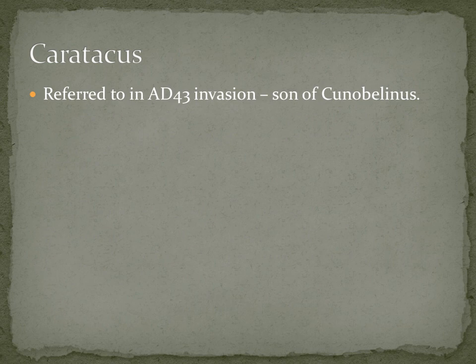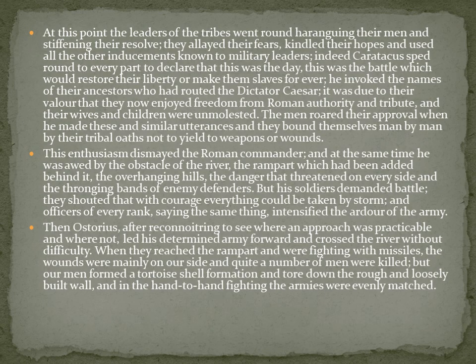So Caratacus. Now we've already come across Caratacus. He's referred to by Dio in his account of the AD 43 invasion. He's one of the two sons of Cunobelinus. And we learn during the AD 43 invasion that Caratacus is defeated, but then he kind of disappears. And now he pops up again. And we learn that he has been involved in leading resistance to the Roman conquest. And I just wanted to focus on this particular part of Tacitus's Annals.